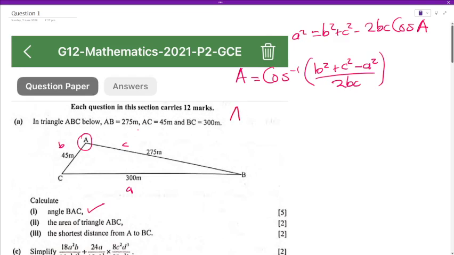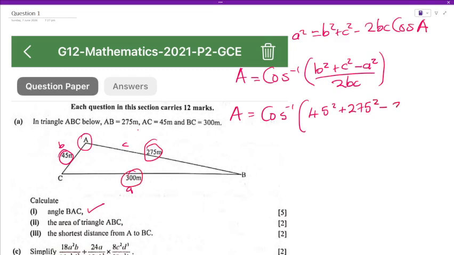So we're going to say A is equal to cos inverse in brackets. So what is B? Our B is 45, so we're going to say 45 squared plus, what is C? C is 275. So I have 275 squared minus, what is A? A is 300. So I'm going to say 300 squared, then everything over 2, our B is 45 and our C is 275.